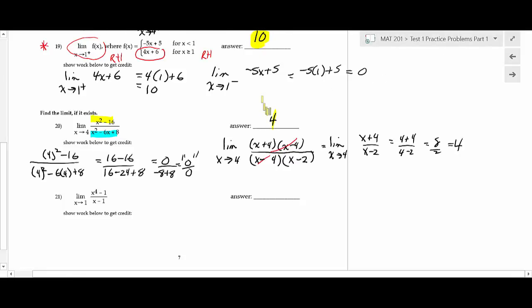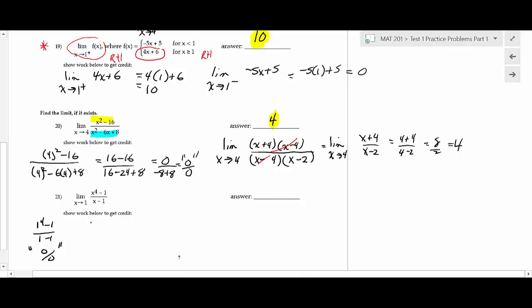Okay, so the next example is very similar. We're going to have to probably do some factoring. First of all, plug the 1 in. So you'd have 1 to the 4th minus 1 over 1 minus 1. Pretty clearly that is a 0 over 0 limit.